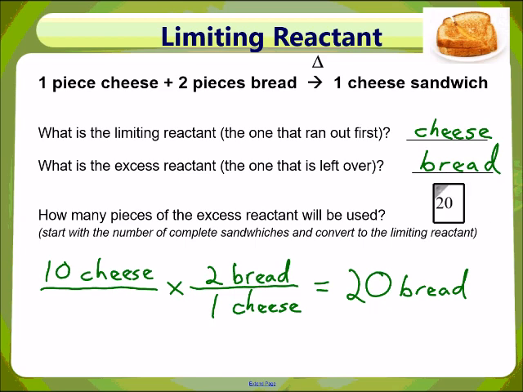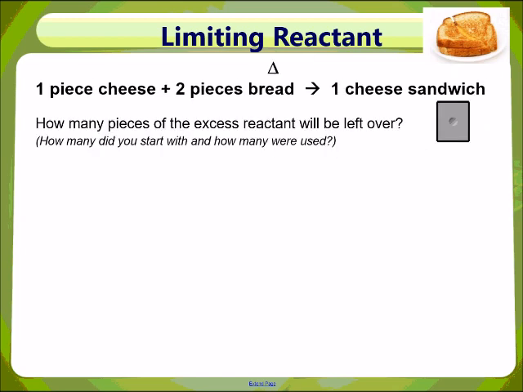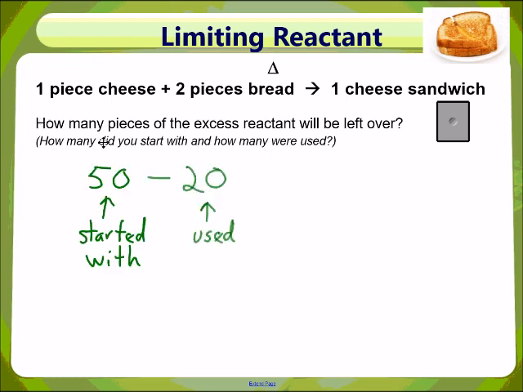So 20. Now, how many pieces of the excess reactant would be left over? Remember, we started with 50, and then we used 20. So 50 minus 20 means we had 30 pieces of bread left over, or 30 of our excess reactant.